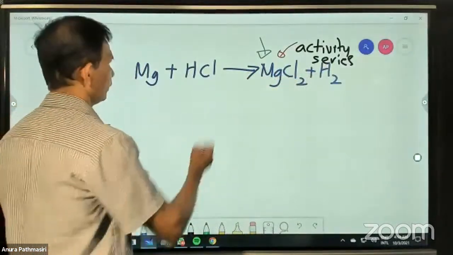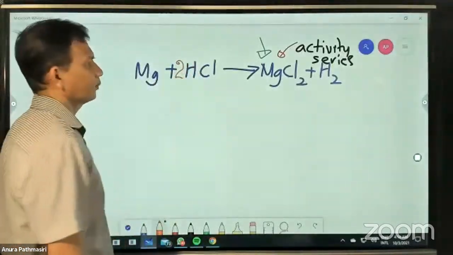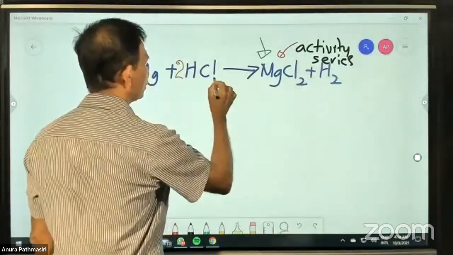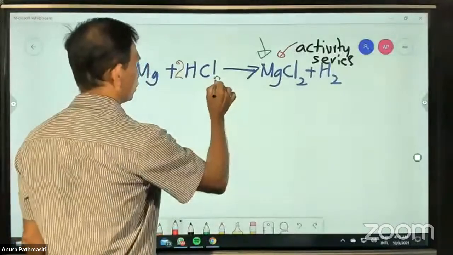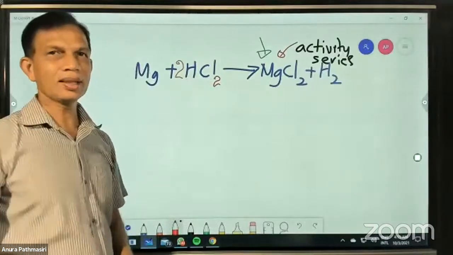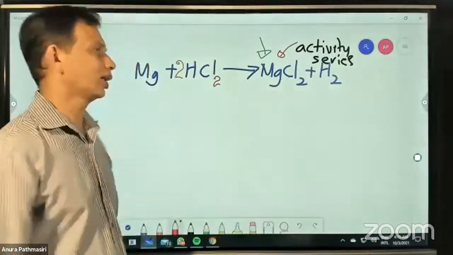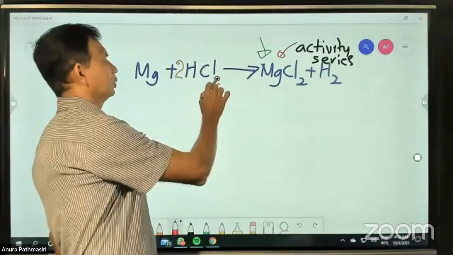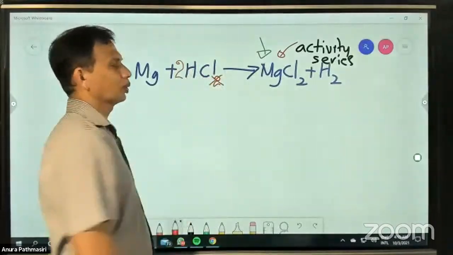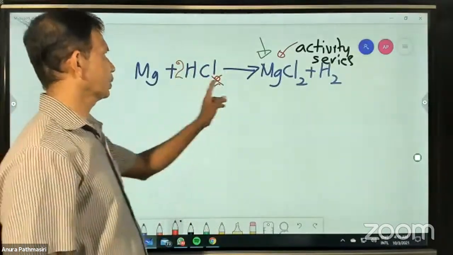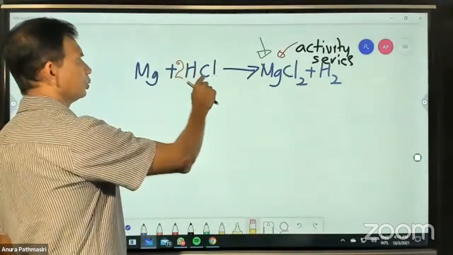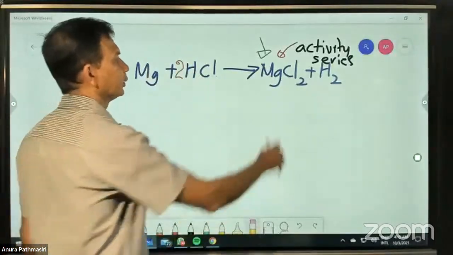And I will be putting number 2 here, but you can't put it as Cl2, because if you put that, it indicates that you are changing the structure: hydrogen with 1 atom, chlorine with 2 atoms. No, it is wrong. We are not going to put the 2 there. So 2HCl. Now there are 2 moles of hydrochloric acid.